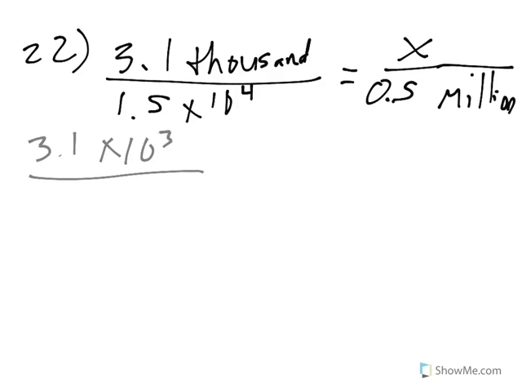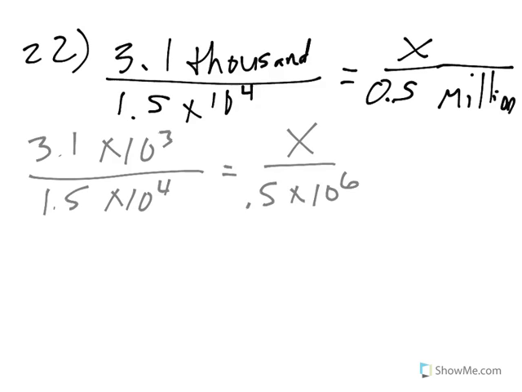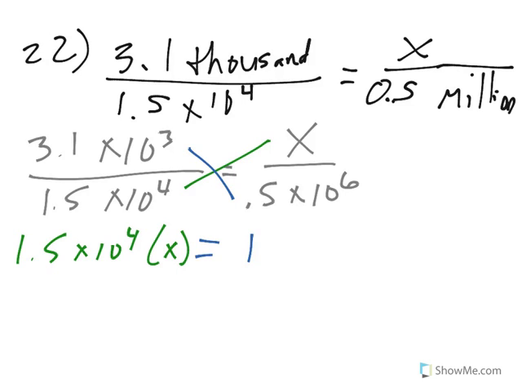3.1, 1,000 is 3, over 1.5 times 10 to the 4th equals x over 500,000. Million is 6. So now I have 1.5 times 10 to the 4th times x, right, when I go this way. I go the other way. 3.1 times 0.5 gives me 1.55, and when I multiply, I add my exponents.